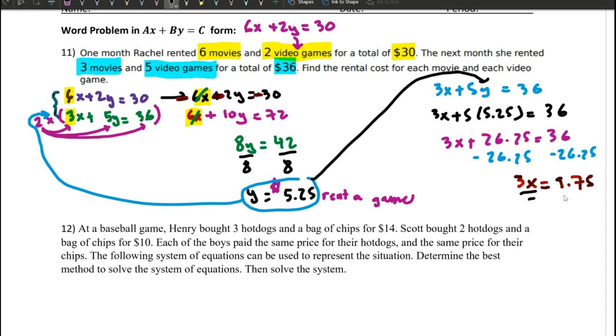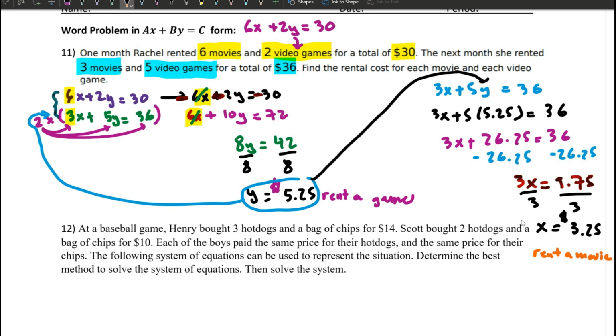Divide by 3 on both sides. That will give you $3.25. So $3.25 to rent a movie, the cost to rent a movie. Alright, that's it for that problem.